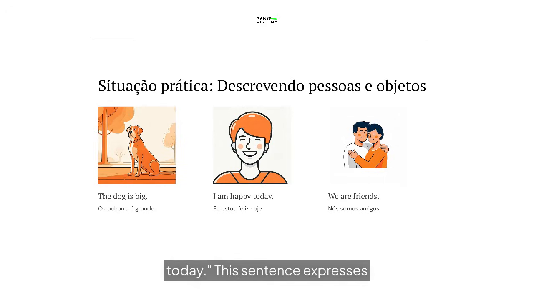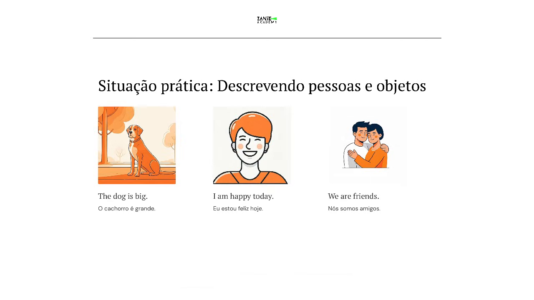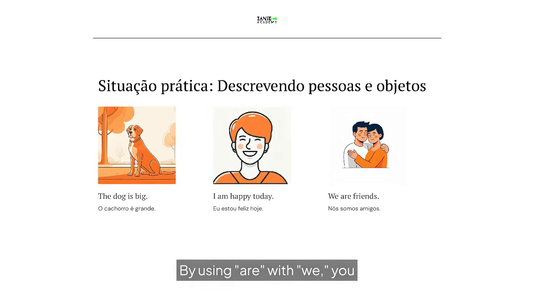This sentence expresses your current state of mind. It's interesting to observe how sharing your emotions helps others connect with you. When you tell someone you're happy, they might respond positively, creating a warm interaction. Next, consider the phrase, "we are friends." This statement not only describes a relationship, but also reinforces a bond between you and your friend. By using "are" with "we," you affirm the connection you share, making it clear that you value that friendship.